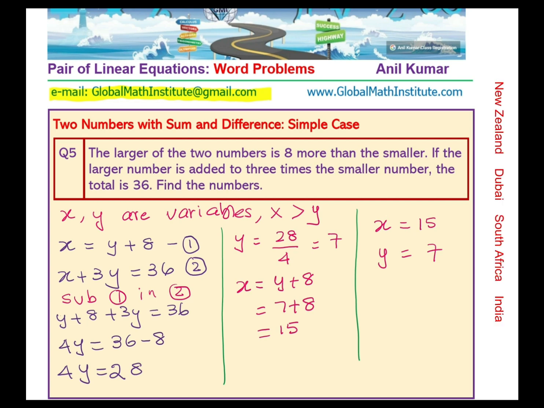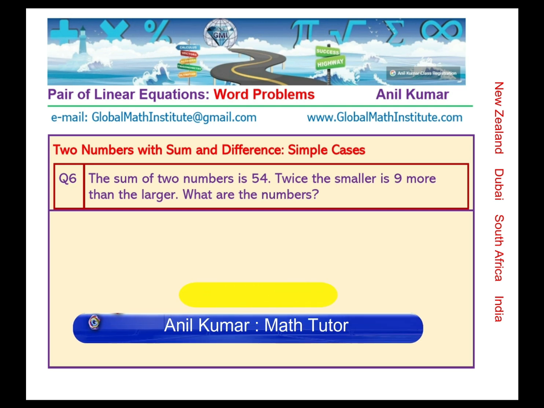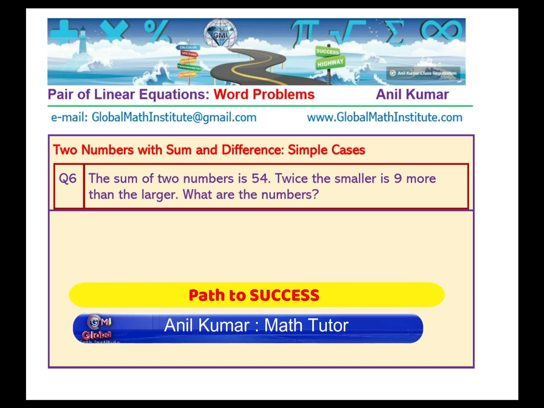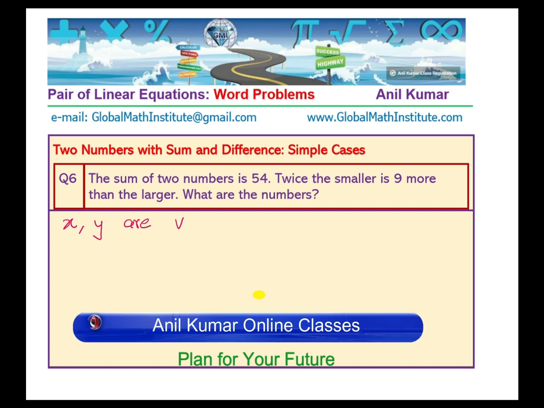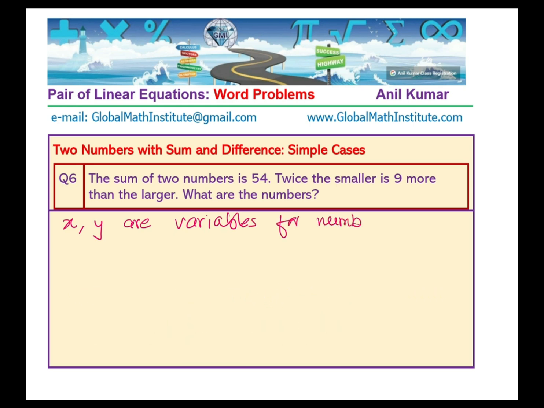Let's look into the last question of this set. It says, the sum of two numbers is 54. Twice the smaller number is 9 more than the larger. Find the numbers. So again, our variables are x and y for the numbers, correct? So different kinds of let statements you can always write.